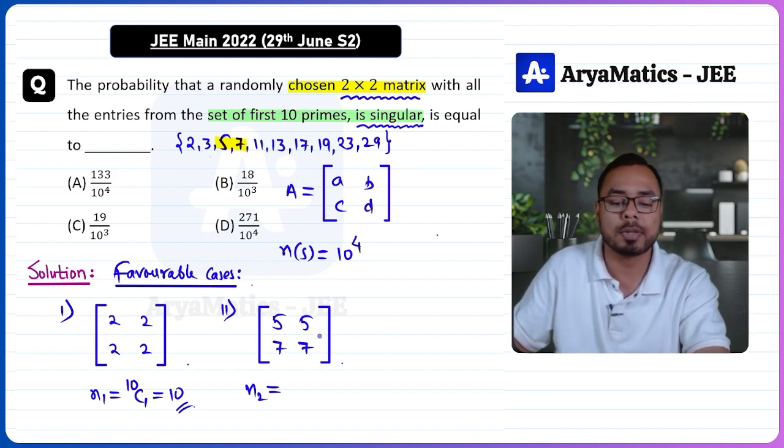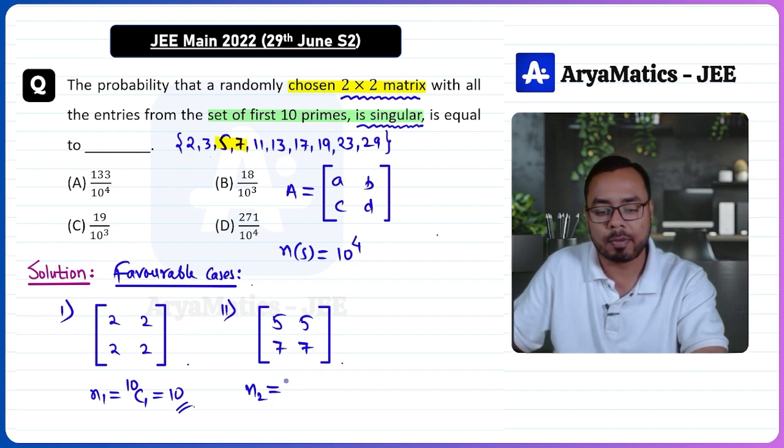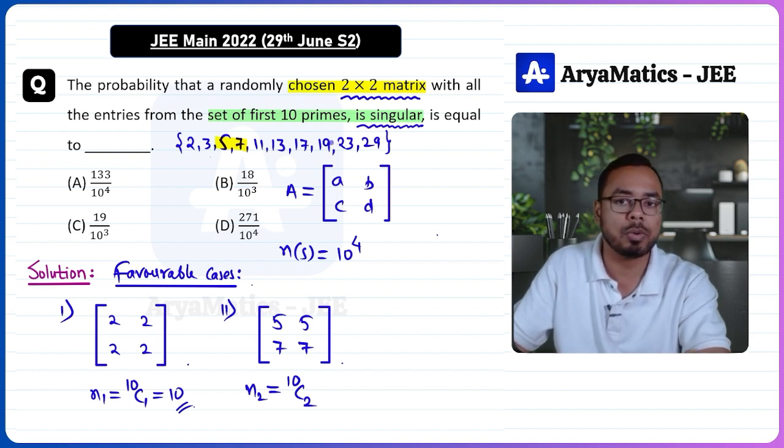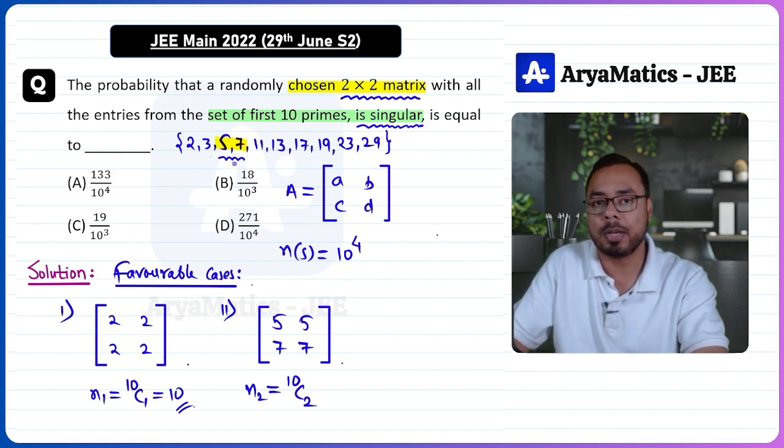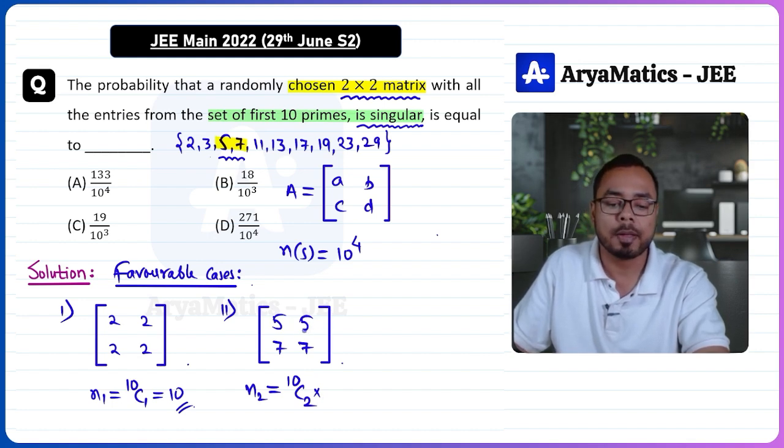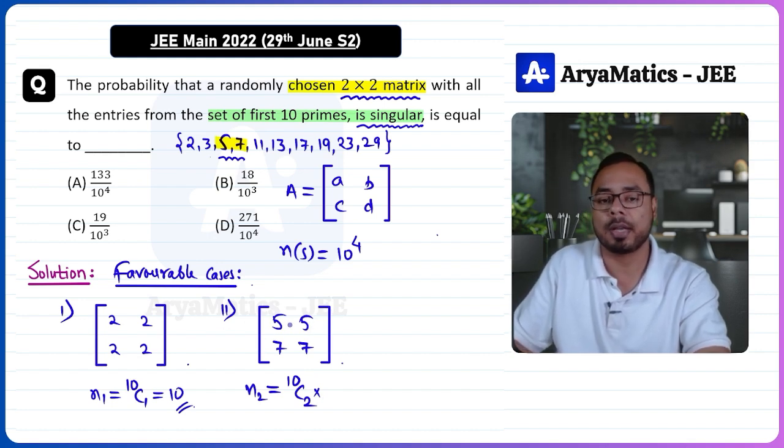Now, how many such matrices are there? So step 1, from those 10 elements, those 10 prime numbers, select any 2 prime numbers. Let us say we have selected 5 and 7. Now, in how many ways can we do that selection? 10C2. And once you select 5 and 7, there are 4 matrices that you can create.